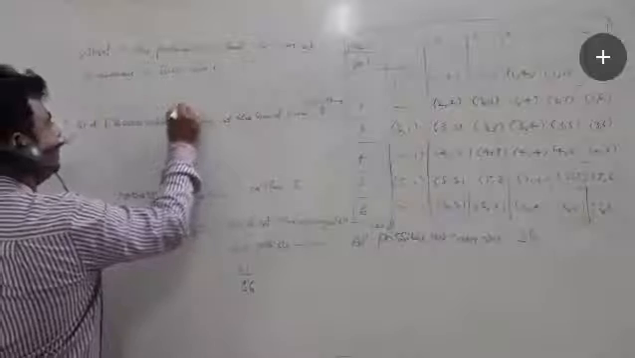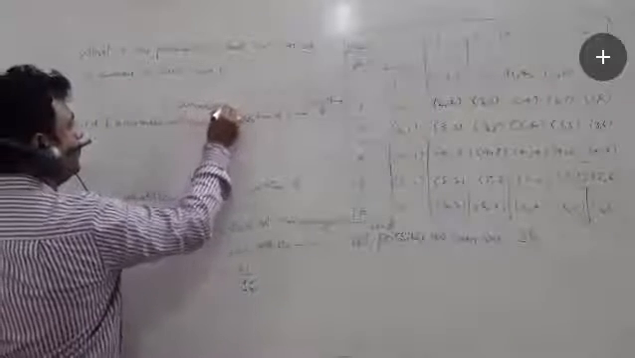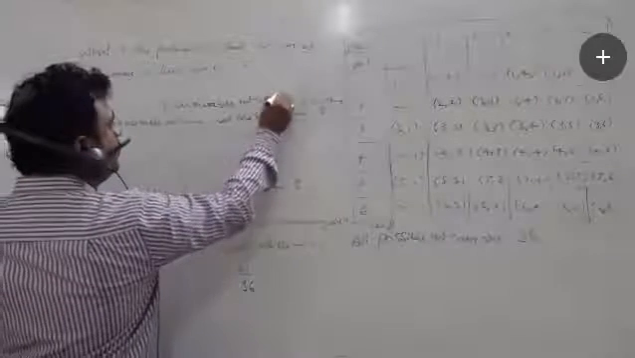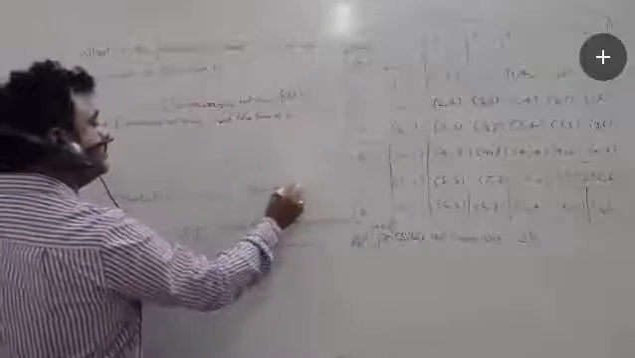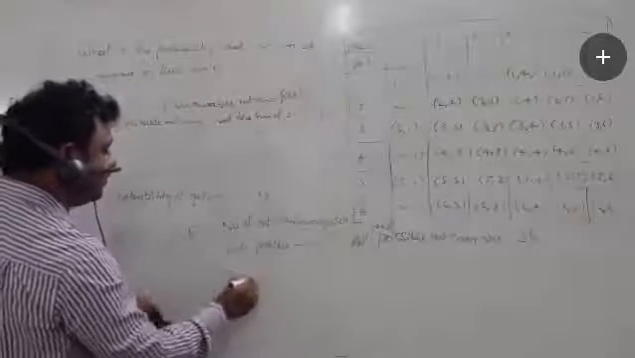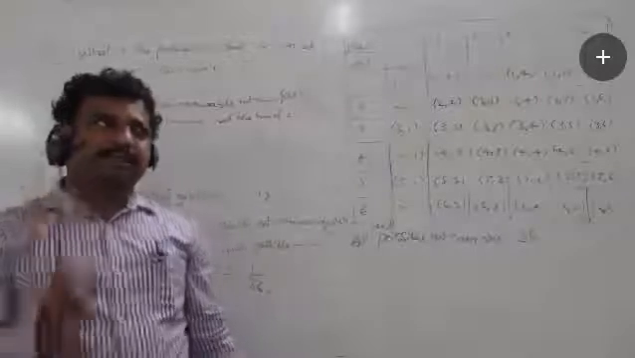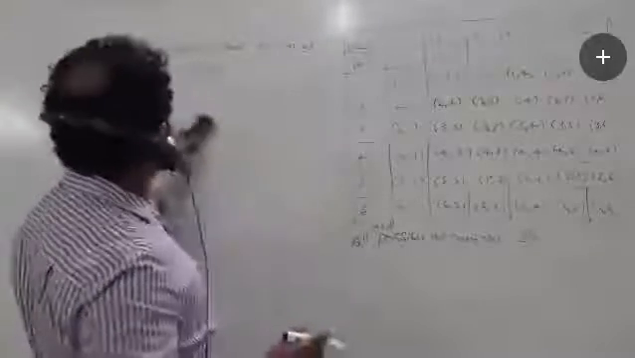So the favorable outcome is 6, 6. The number of favorable outcomes is 1. So the probability is 1 by 36. 1 by 36. We see another example.